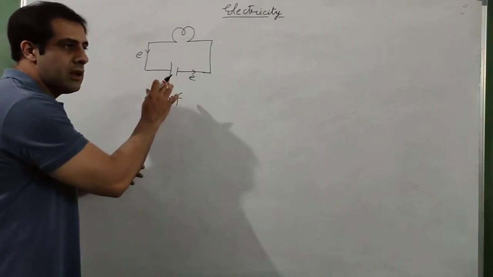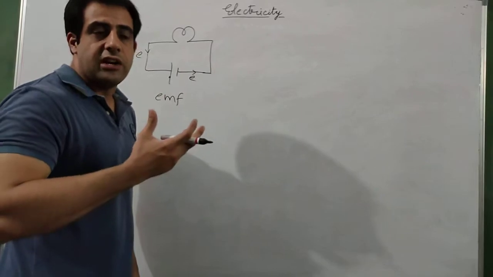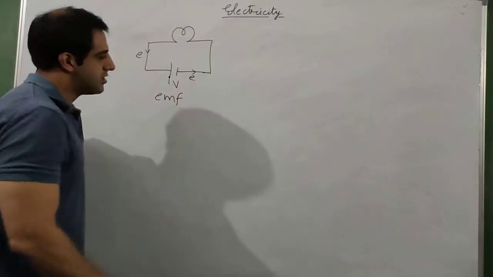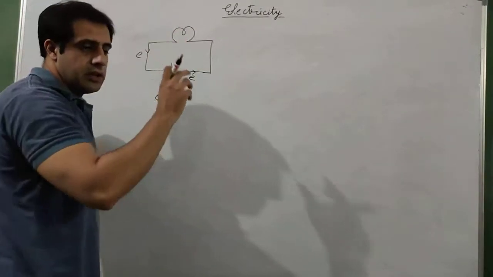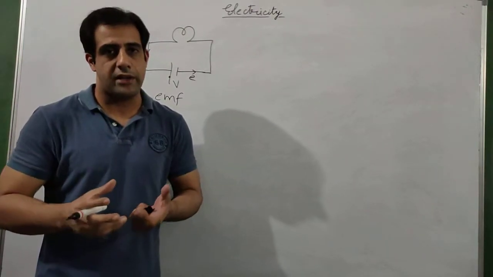So what is the battery doing? The battery is creating a potential difference. It is doing some work in moving a charge. So it is the one which is creating potential. This device is using the energy that is produced by the battery.